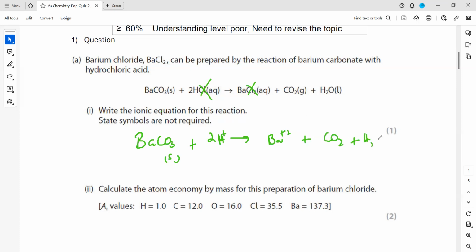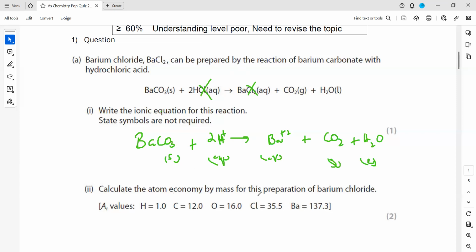Solid, liquid, and gas, we don't change in an ionic equation. The only changes happen for aqueous. We cancel out the substance in aqueous solution and we write the others as they are in an ionic equation. So this is an ionic equation.